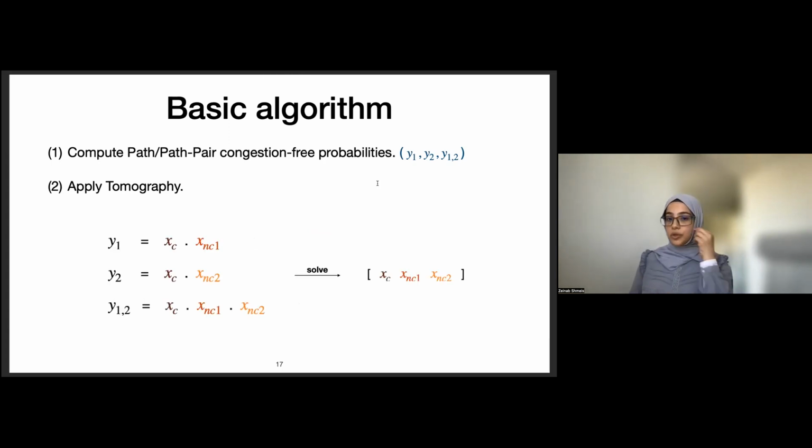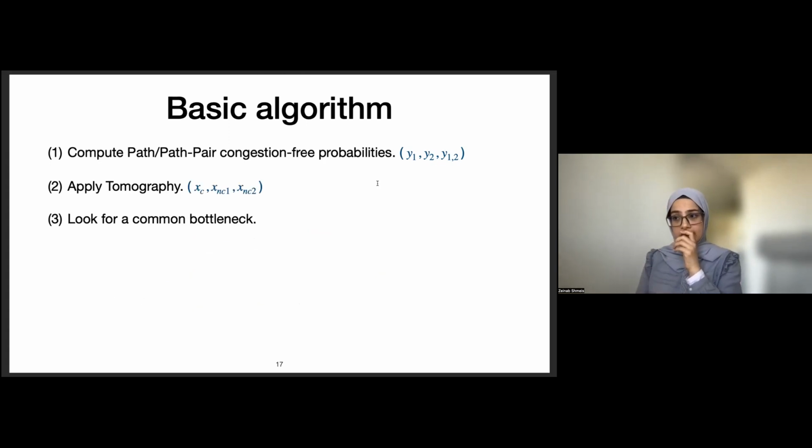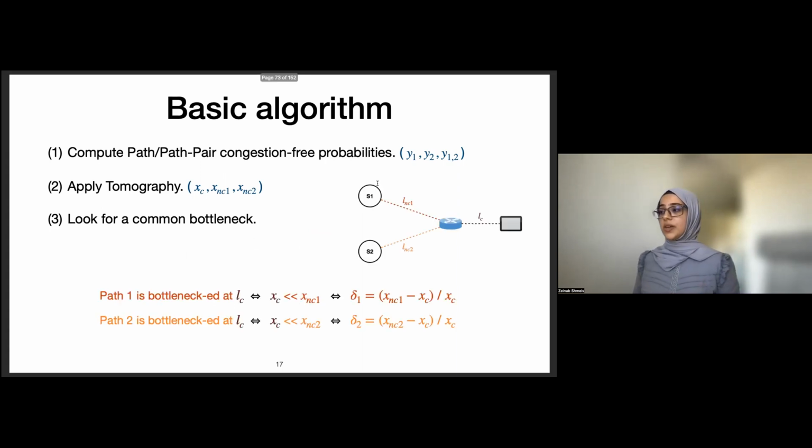Once we apply tomography, we get how the links perform. So we get the congestion-free probabilities of the links. The last step would be to look for a common bottleneck. And that means that path 1 needs to be bottlenecked at the common link, and path 2 needs to be bottlenecked at the common link. And here we only do the comparison that we discussed before.